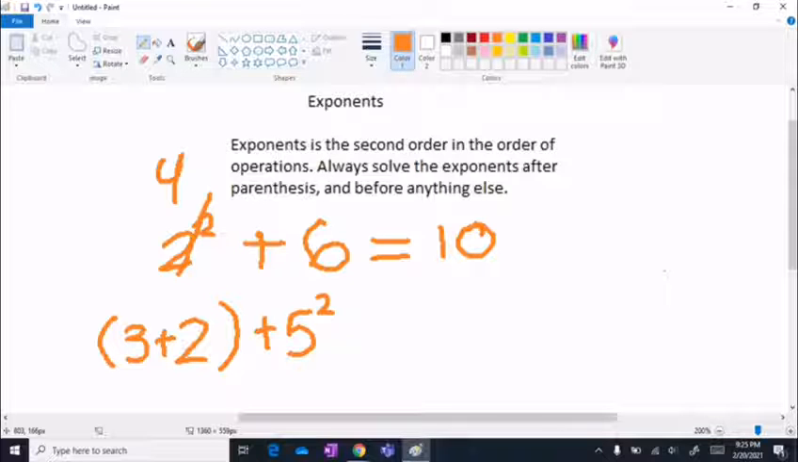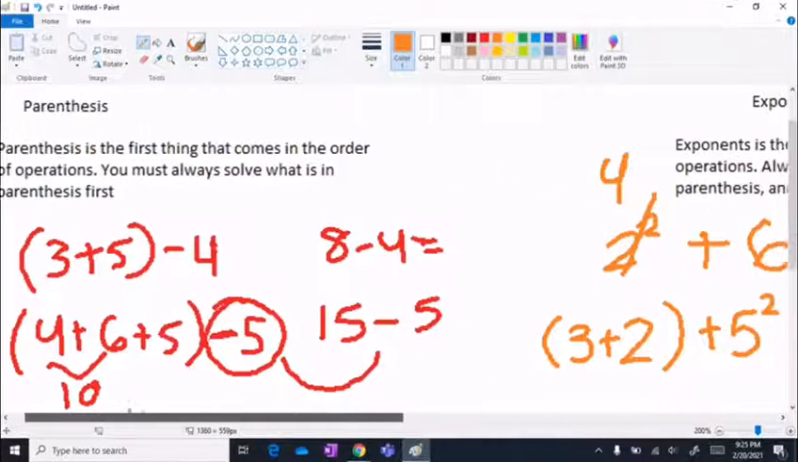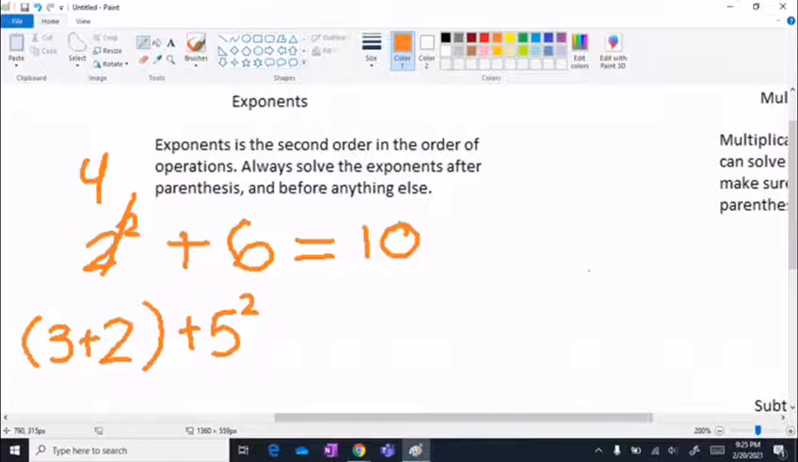Now, a lot of people might think, oh, let's do the exponents first. But let's go back to the order of operations. Parentheses is first, and if we go back to the parentheses, it says we must always solve what is in parentheses first. So let's solve what's in parentheses. 3 plus 2 is 5.